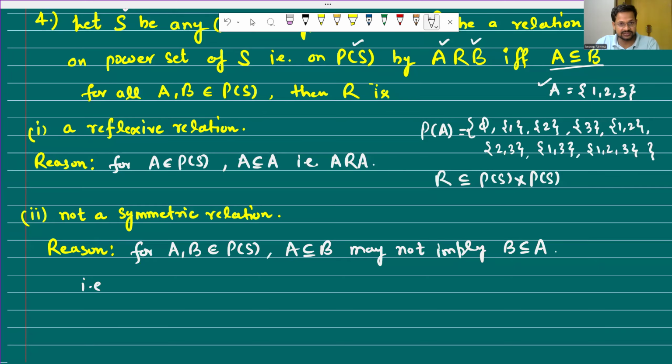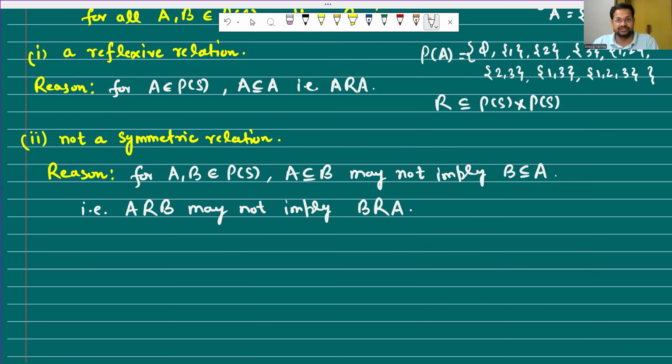So you can just say that A is related to B may not imply that B is also related to A. Clear? So it means this relation is not symmetric. Okay. Is it transitive? Yes, it is transitive. If A is a subset of B and B a subset of C, then every element of A is also in C. It means A is a subset of C.